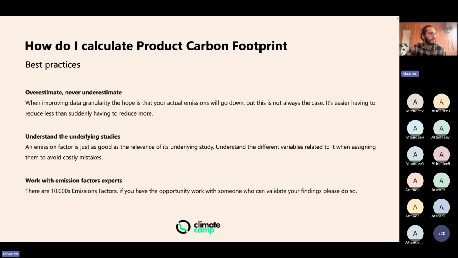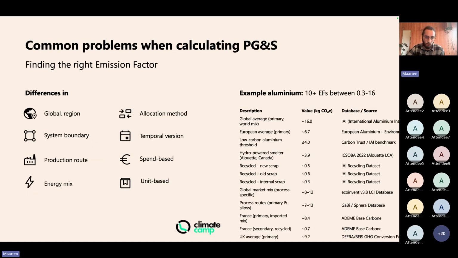I've pulled a slide from one of my previous presentations on corporate carbon footprint, where I pulled the emission factors for aluminium, which had more than 10 or 15 different emission factors, with values between 0.3 and 16 kilograms of CO2 equivalent. All these variables had to do with where the study was done, the system boundaries, production routes, if it was recycled or not, what allocation methods were used.